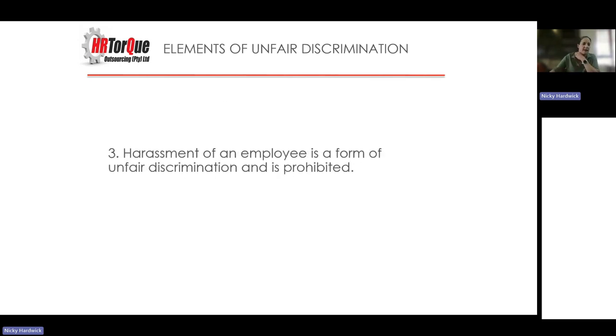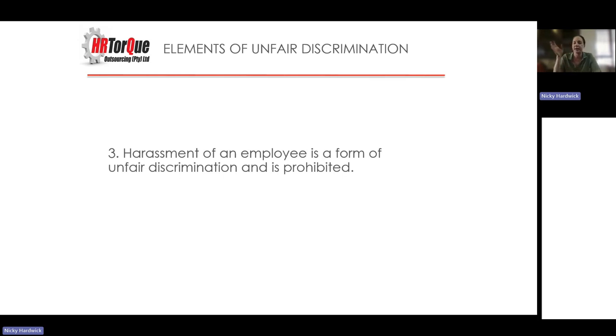Okay. Alrighty. Then the third element of unfair discrimination is harassment. In terms of harassment, I'm not going to go through it in great detail, but just to understand that there is a code of good practice that everybody needs to go through. The code of good practice used to be only on sexual harassment. It is now on harassment of all forms. So there are three different types of harassment, which I'm not necessarily going to go through all of them, but the obligation of an employer to ensure that you don't have harassment in your workplace is much greater now.